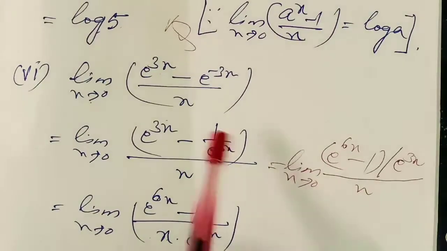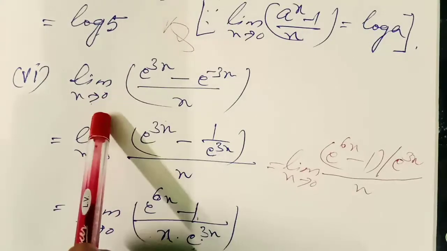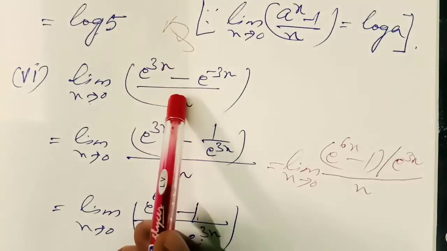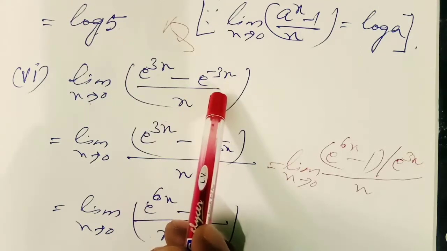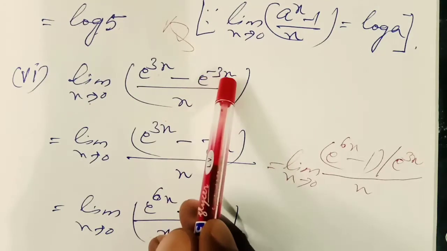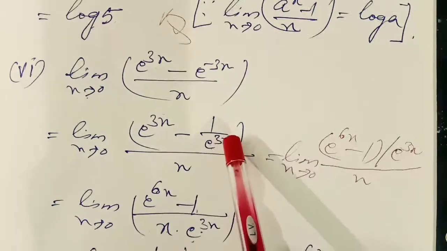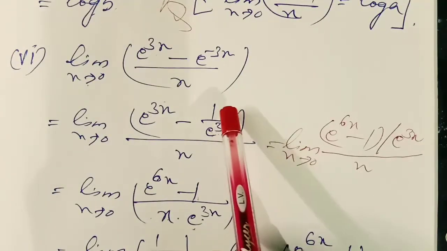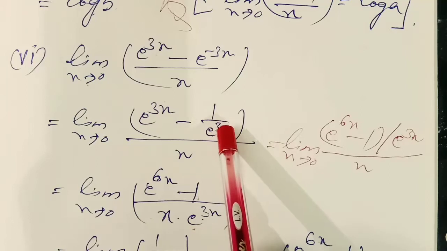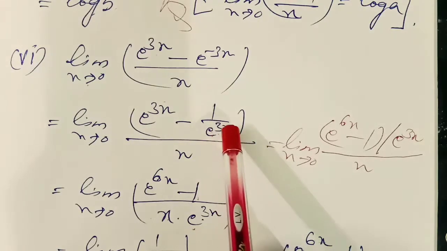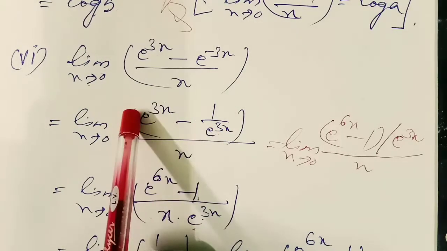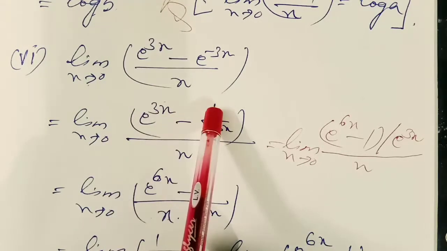Let us go to the next number. Number 6th part. See here, limit x tends to 0, (e to the power 3x minus e to the power minus 3x) whole divided by x. How to simplify this one? See here, e to the negative power is given. I have to make it positive power, as per the exponent chapter, indices chapter, which you did in class 9. This is 1 by e to the power 3x. After taking LCM, this will be (e to the 6x minus 1) by e to the 3x.